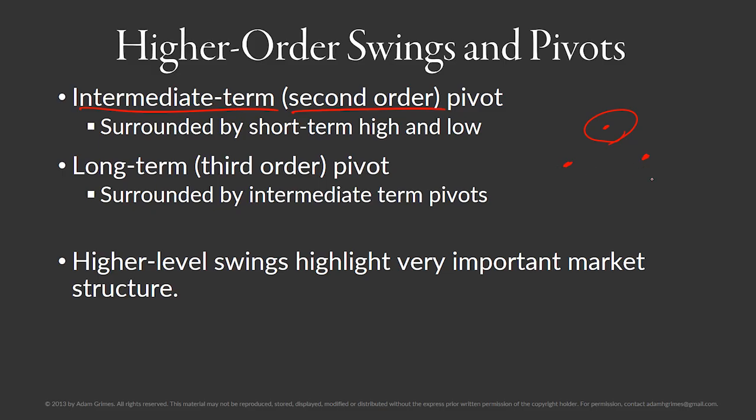this then becomes an intermediate term, or we can use the word second order I used in the book, pivot high. And of course, what do you think a third order is? It's this structure. We would highlight all of the second order pivots, and it would be a pivot that was surrounded by second order pivots lower. Obviously, the same thing would apply to pivot lows.